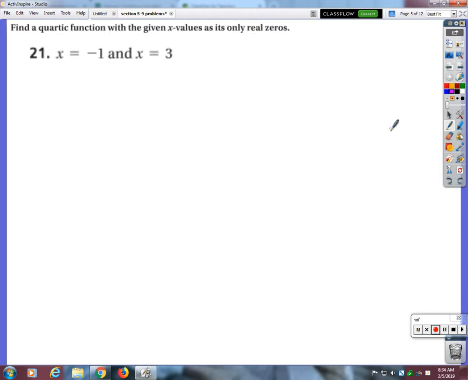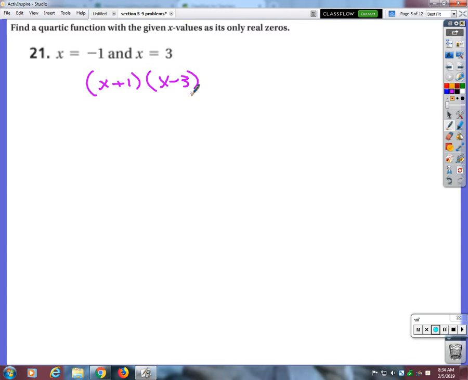Okay, find a quartic. So what degree is that? To the fourth. So if I have -1 as a 0, then x plus 1 is a factor. If I have 3 as a 0, then what's a factor? X minus 3. And then I need to make this into a quartic.